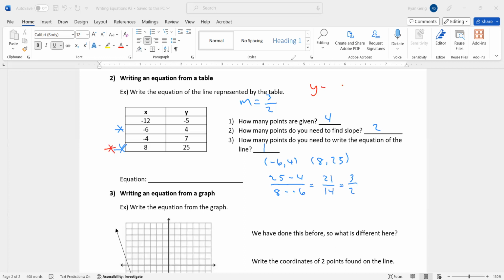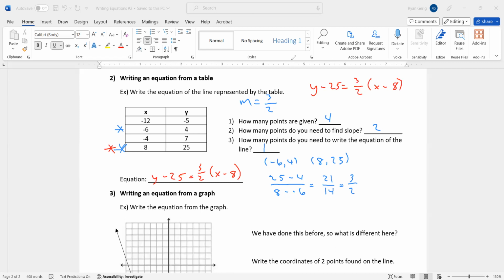The y value goes with the y, so 25. The m we just found was 3/2. And the x value 8 goes with the x. And actually, I don't have to do anything to that. I can write that right here. And there's my equation. Done.